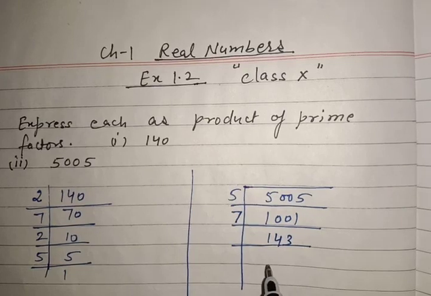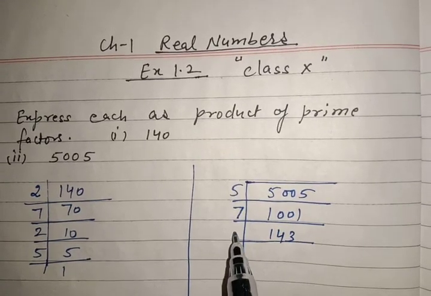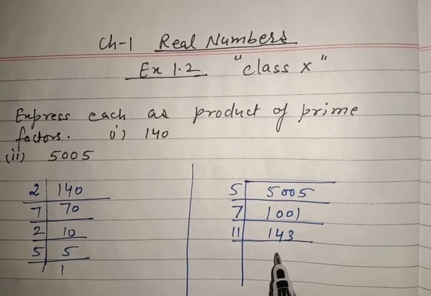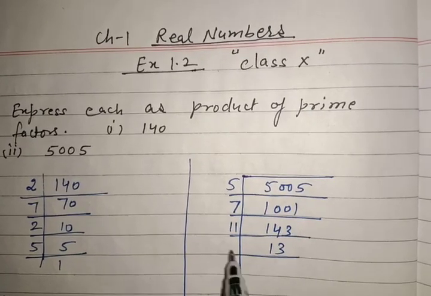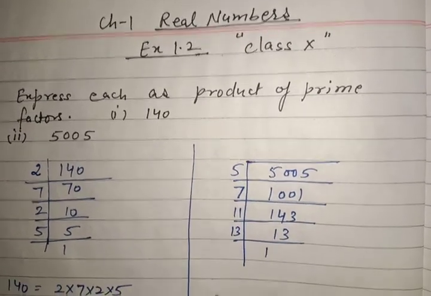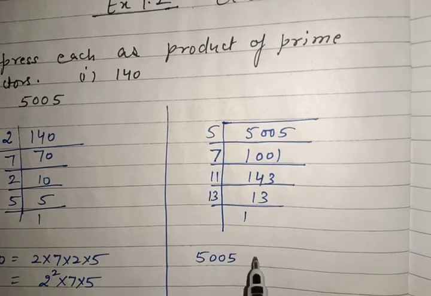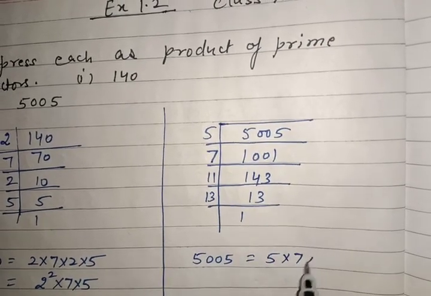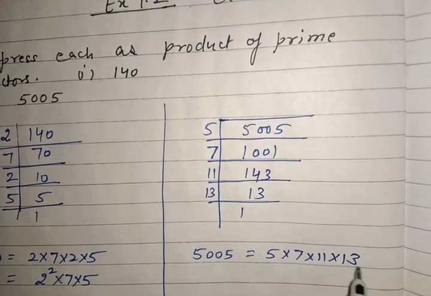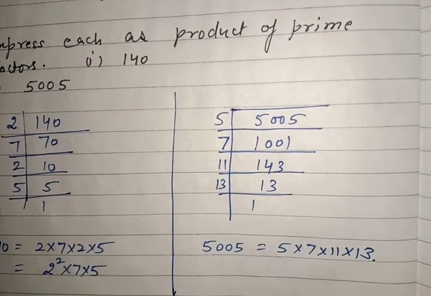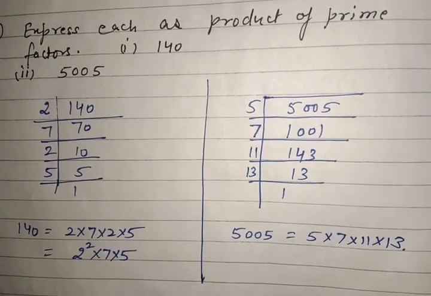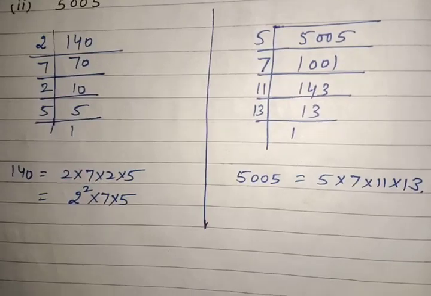Then after 7, the prime number is 11. Then we'll try with 11. And if we divide it by 11, we will get 13. And 13 is a prime number. So the prime factors of 5005 are 5, 7, 11 and 13. Just because this question is there in the exercise, I explained it. Otherwise, nothing to explain. Already you know the solution of these questions.